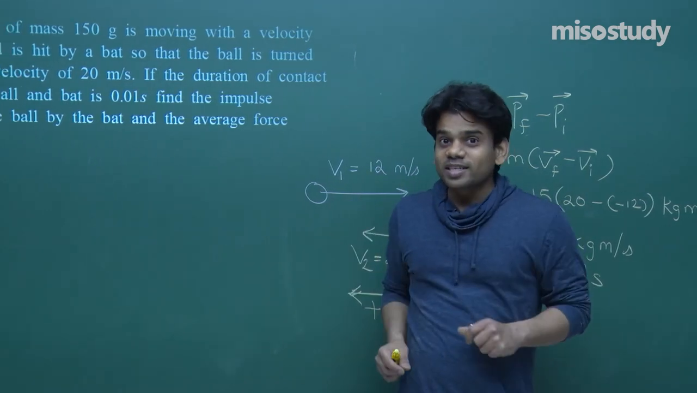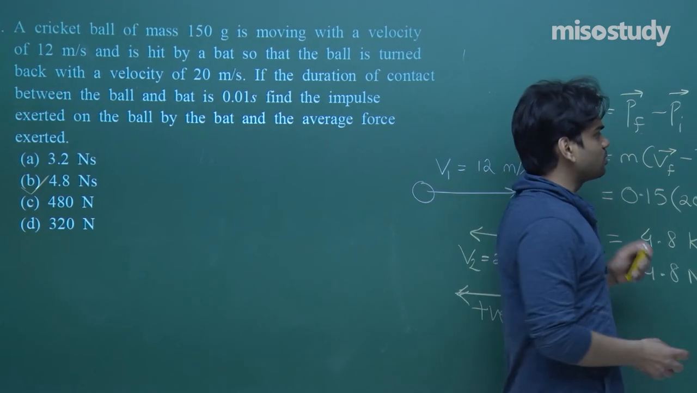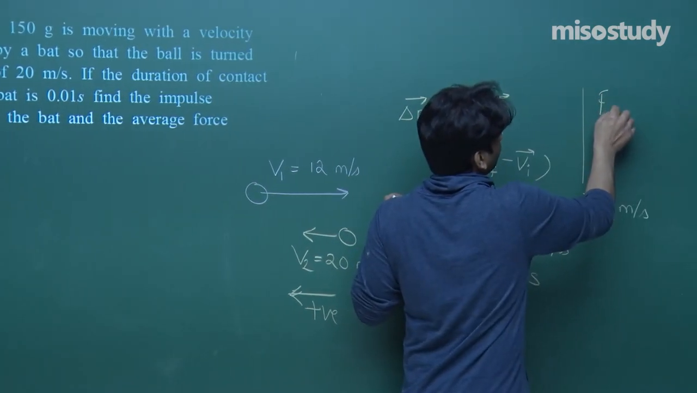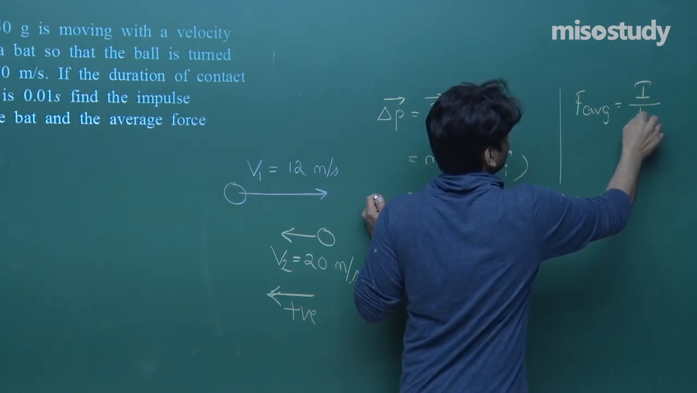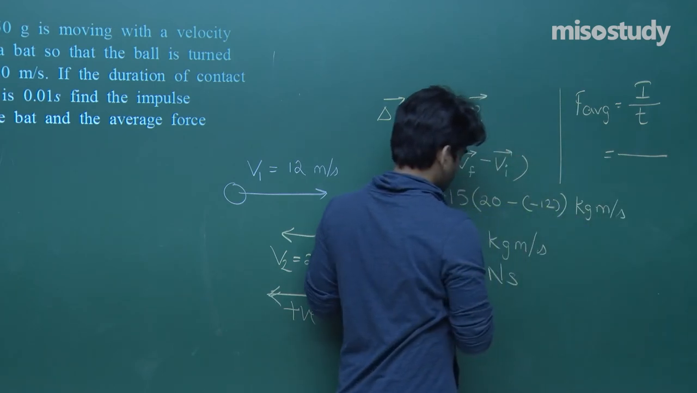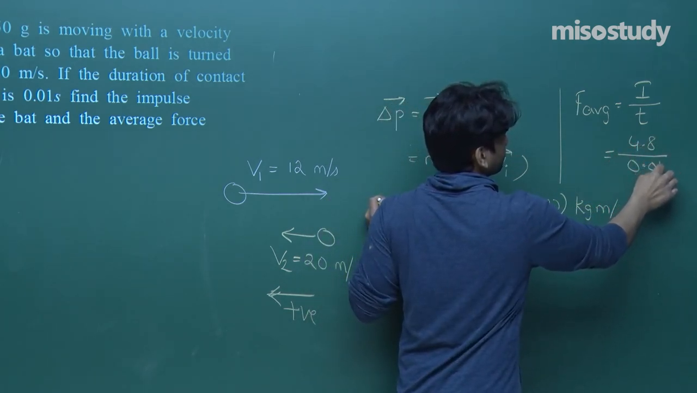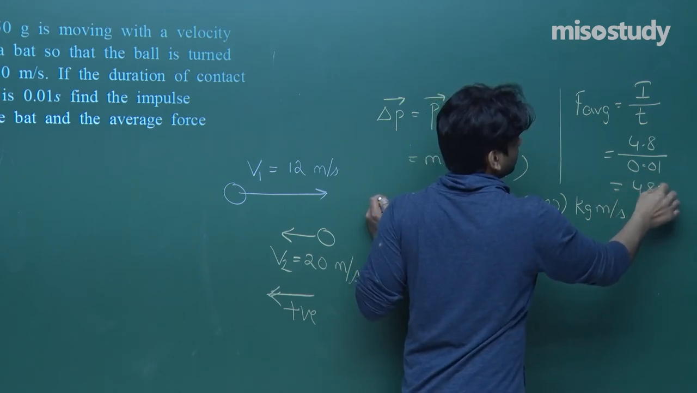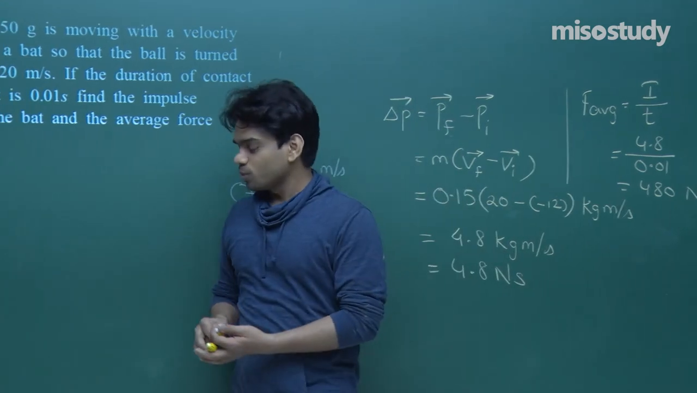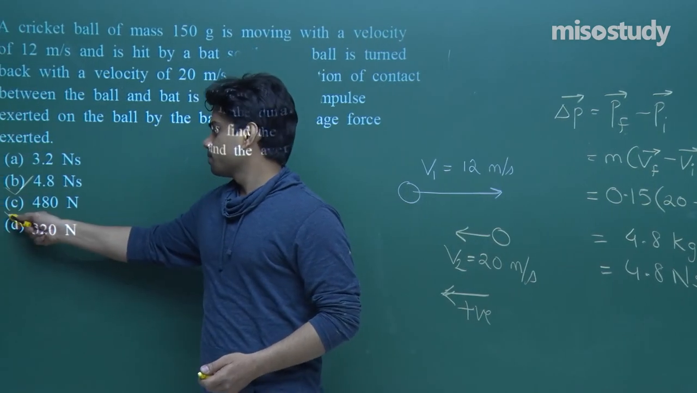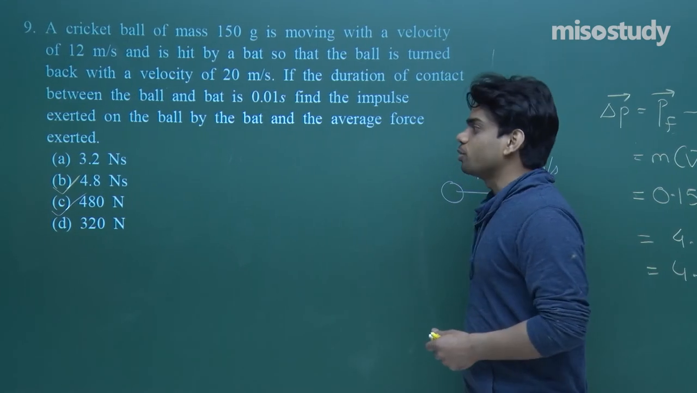What is the average force exerted? Average force is change in momentum per unit time. So we can say that impulse per unit time. So, F average is impulse divided by time. So, that will be equal to 4.8 divided by 0.01, that will come out to be 480 Newton. Let's check the answer. We can see option number C, that is having 480 Newton. That is the right answer for the average force exerted on the ball for this change in momentum.